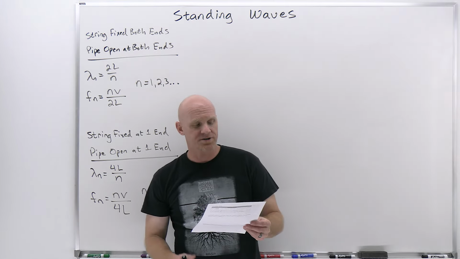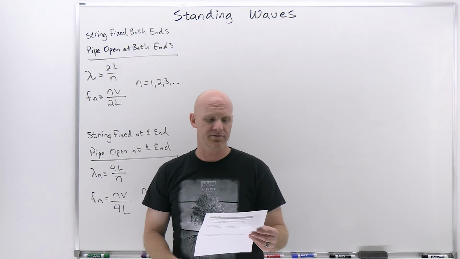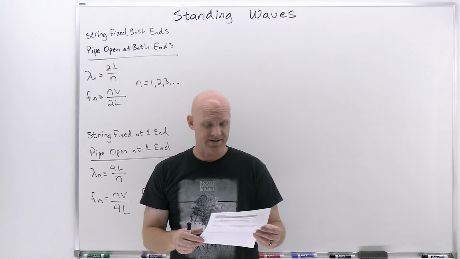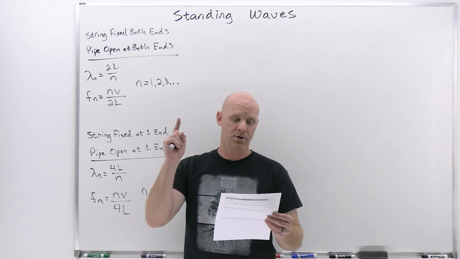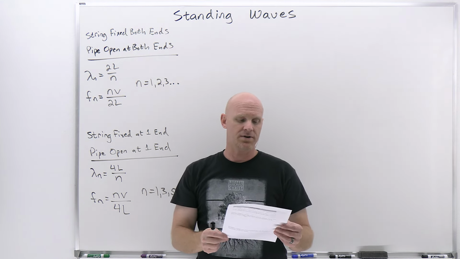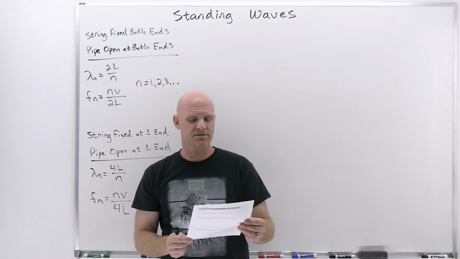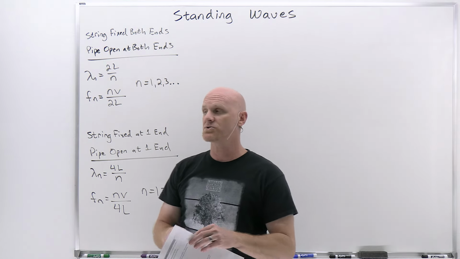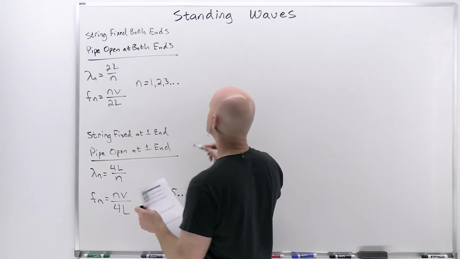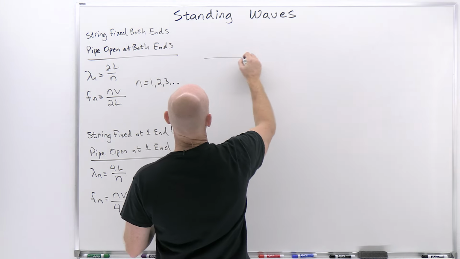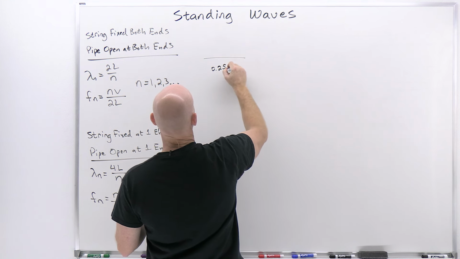All right, for the first question we're going to tackle here, it says, what is the wavelength of the fundamental frequency for a 0.25 meter long string that is fixed at both ends? If the speed of sound in air is 340 meters per second, what is the fundamental frequency? So a couple parts to this question. The first part is just what is the wavelength of that fundamental frequency? And we're told the string is a length of 0.25 meters.